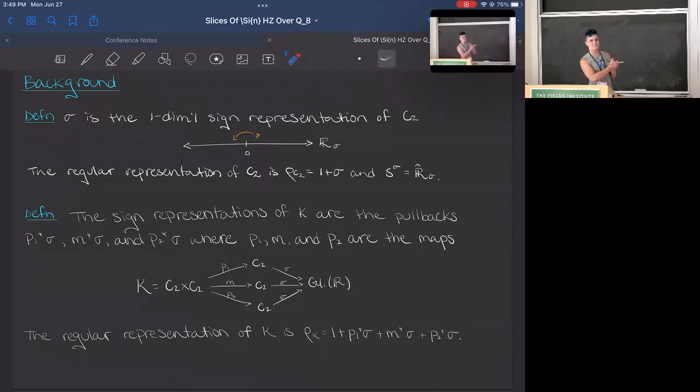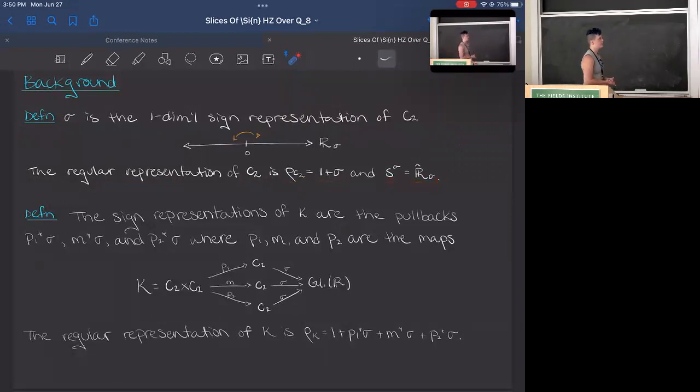All right, so first up we've got some background. Sigma is the one-dimensional sign representation of C2. So what I have here is a copy of R, which I'll call R sigma. And what sigma does is that it acts by flipping. The regular representation of C2 is then rho C2, which is 1 plus sigma, where 1 is the trivial representation of C2. And then S sigma is the one-point compactification of R sigma.